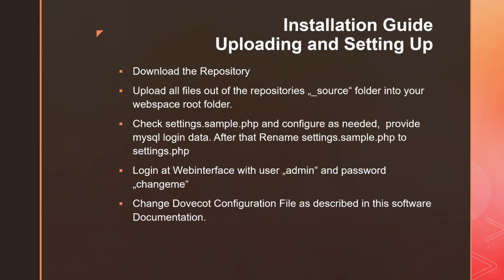If you want to set the software up, all you need to do is to download the repository. The link you can find in the description of this video. And you need to upload all files out of the repository source directory into your webspace root folder. After that, you will have a file in your webspace root folder which is called settings.sample.php.